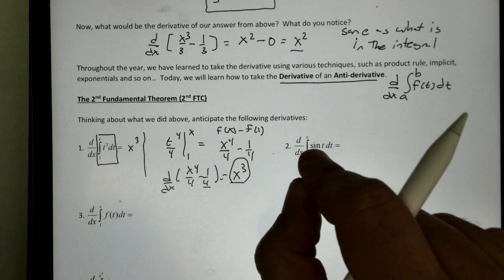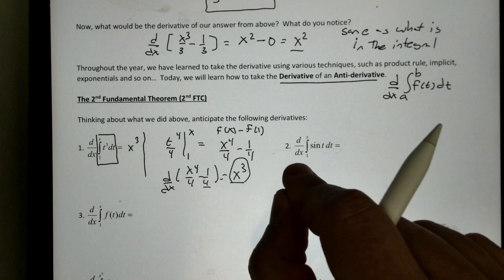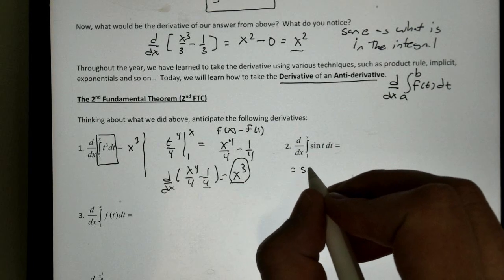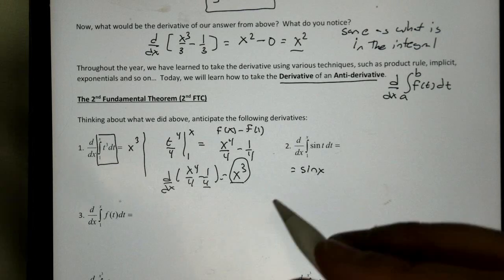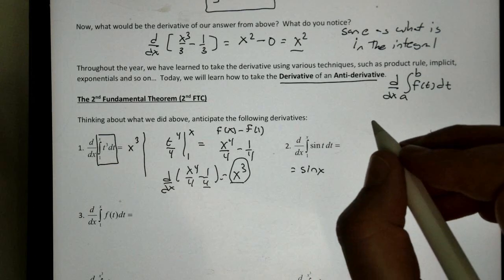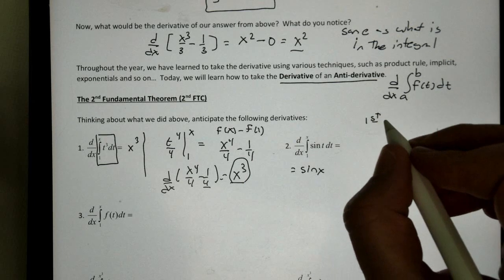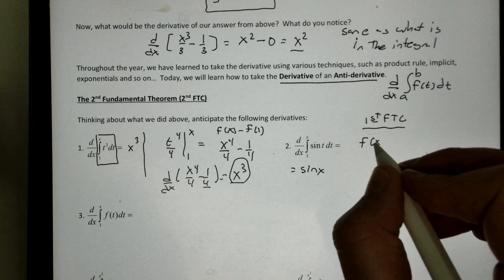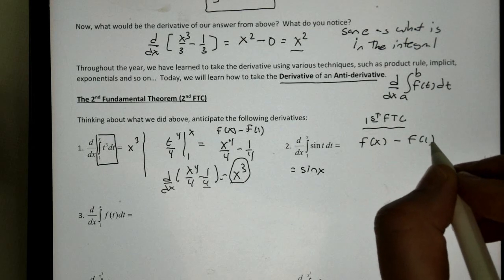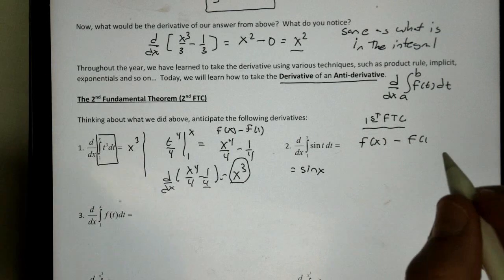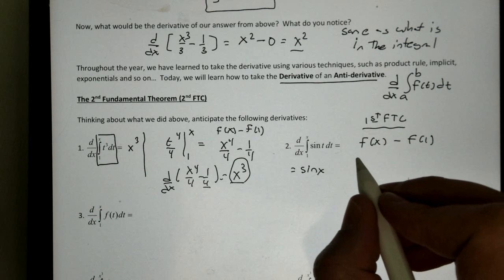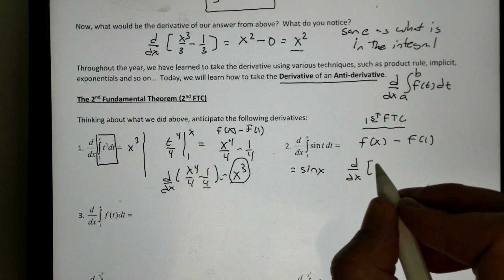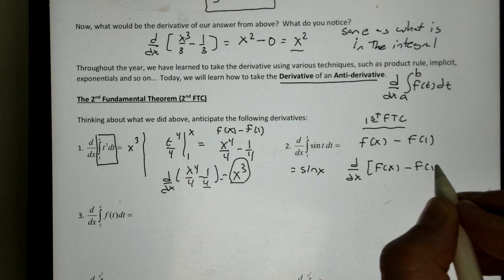Well, what do we suppose we should get for question 2 here? Yeah, we should get sine of x. So let's kind of see what's happening. If we use the first FTC, the first FTC says, I am going to find f of x minus f of 1. The second fundamental theorem simply says, now take the derivative of that with respect to x.